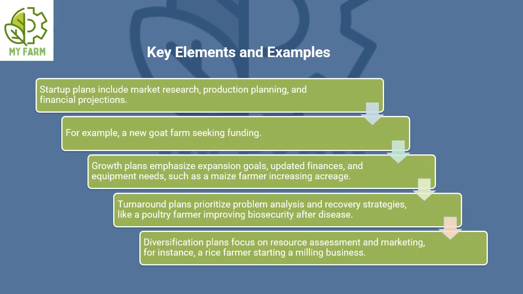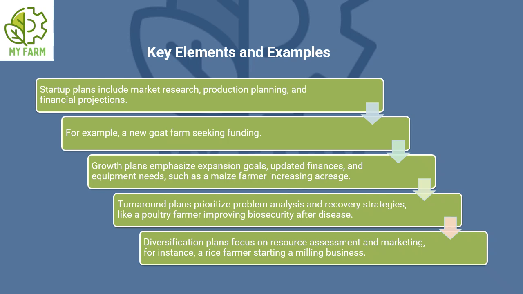Startup agricultural business plans are essential when launching a new farming enterprise. These plans typically include market research, production planning, and financial projections. For example, a new goat farm seeking funding must show potential buyers expected costs, feed requirements, and projected profits. A clear startup plan helps secure loans and ensures that the farm begins with a solid foundation.